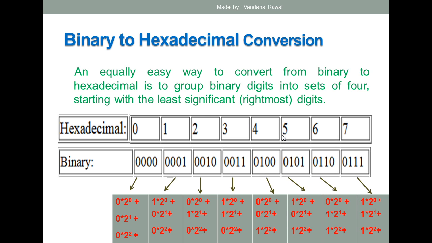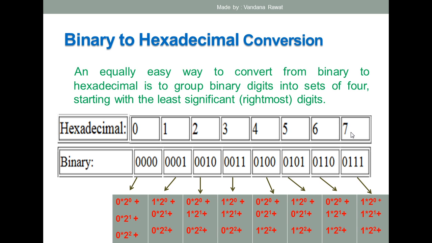In case of 7 you can check: 1 into 2 to the power 0, plus 1 into 2 to the power 1, plus 1 into 2 to the power 2, plus 0 into 2 to the power 3. If we calculate these numbers, in the summation you will get 7. It will be 1, then 2, so 1 plus 2 will be 3, then 2 to the power 2 is 4, so 4 plus 3 is 7, and this last part will be 0. That means the summation of these 4 digits is equivalent to 7.